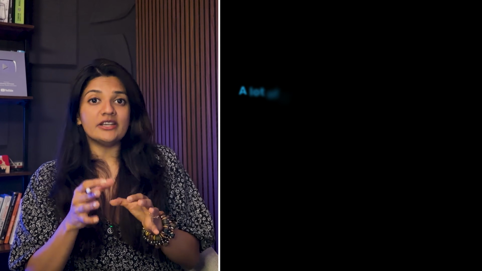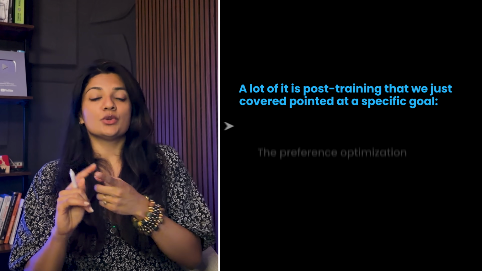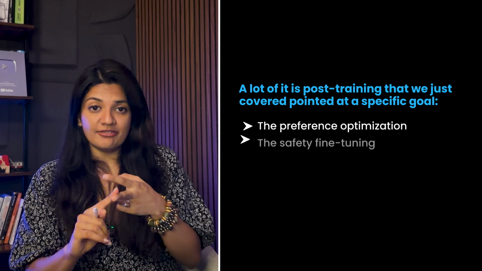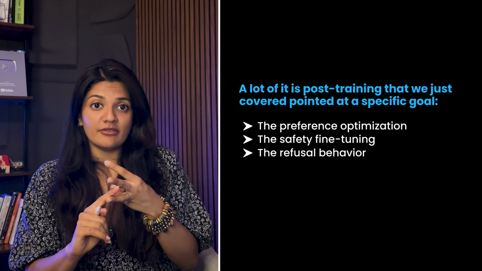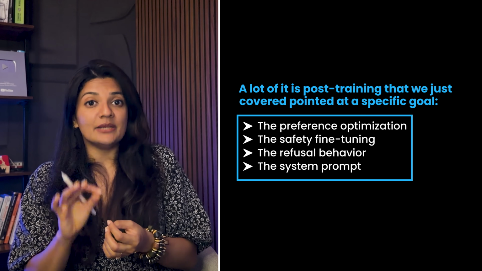pipeline? A lot of it is post training that we just covered, pointed at a specific goal. So the preference optimization, the safety fine-tuning, the refusal behavior, the system prompt the model was just shaped around. Those are alignment techniques. So alignment isn't really a separate box bolted onto the end. It is a lens on how you steer the model's behavior and values.